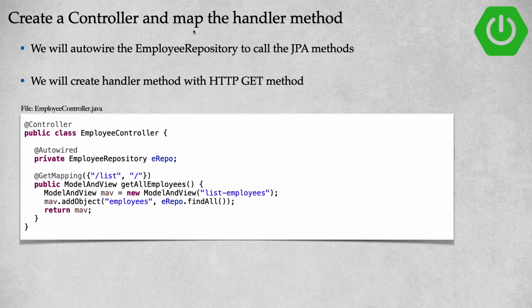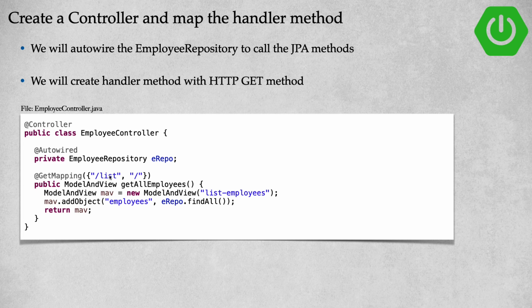Next, we're going to create the employee controller and we will map the handler methods. Inside the controller, we are going to auto-wire the employee repository so that we can call the repository methods like save, update, delete and other methods. We will create the handler method, get all employees, and we are going to annotate with the @GetMapping annotation. We will make this an HTTP GET method.